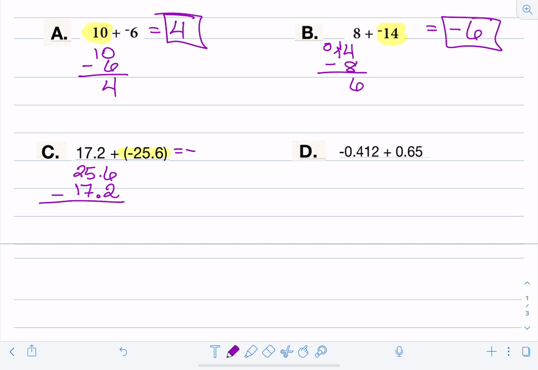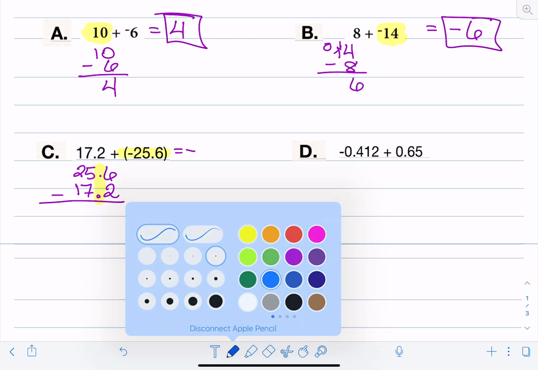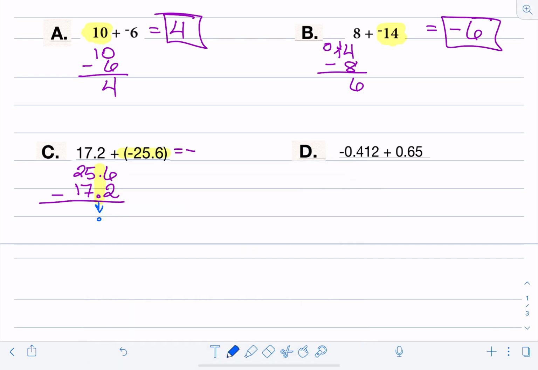17.2. Remember, you want to put the bigger number on top. You want to make sure that those decimals are lined up, and wherever the decimal is, that's where it's going to drop down in your answer. Okay?